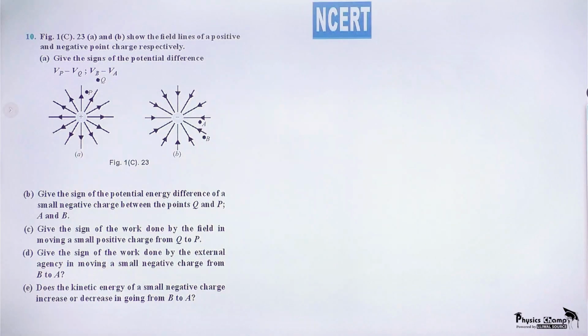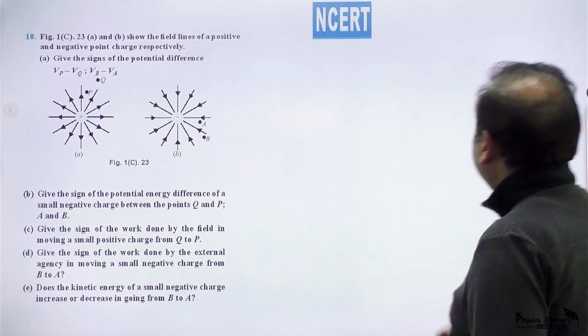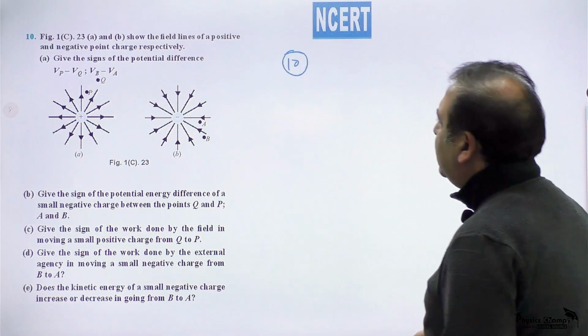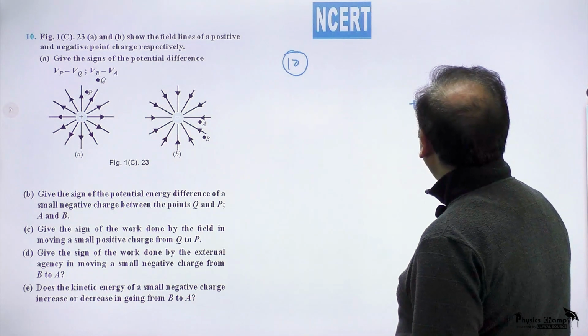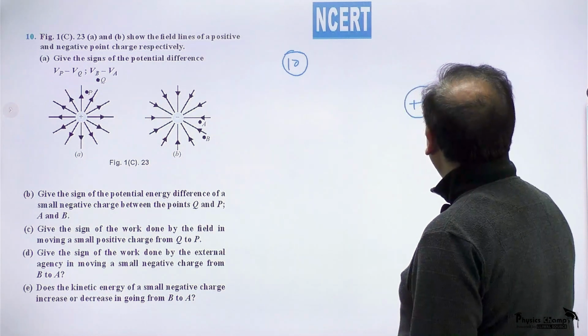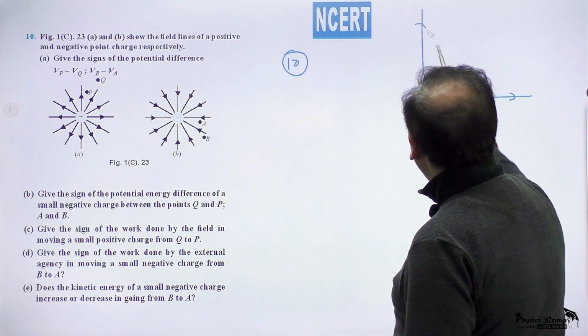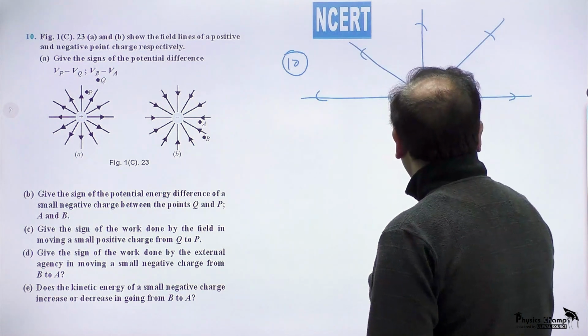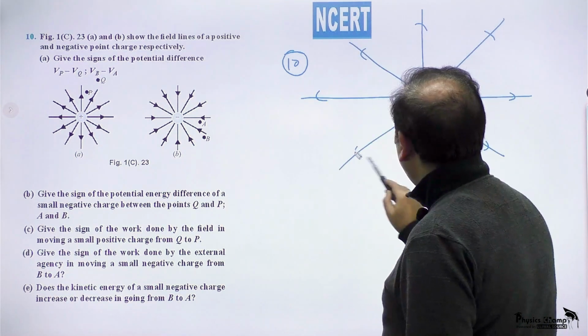Now question number 10 of NCERT. In question number 10 of NCERT, we are given two situations. One side, we are provided with a positive charge, which is giving an electric field in the direction radially outward from it. You have a positive charge.